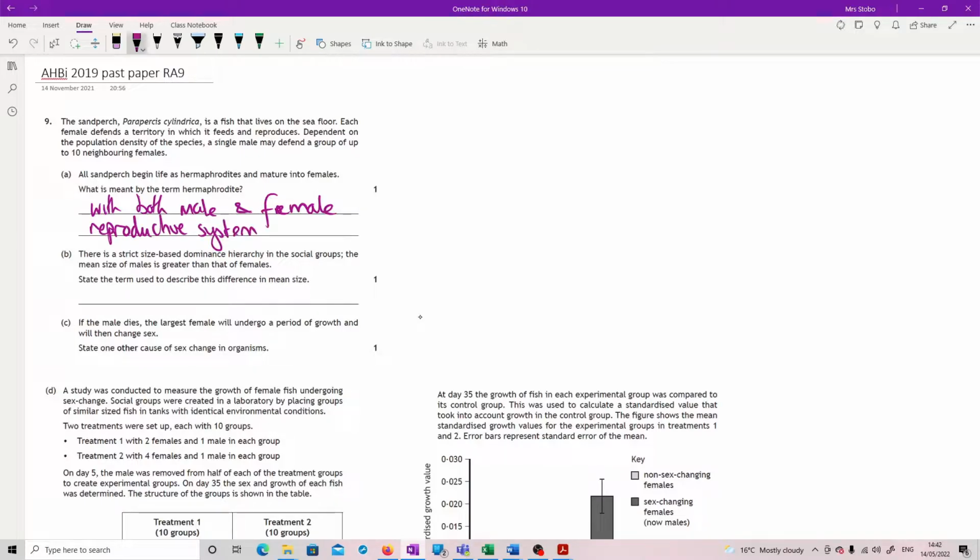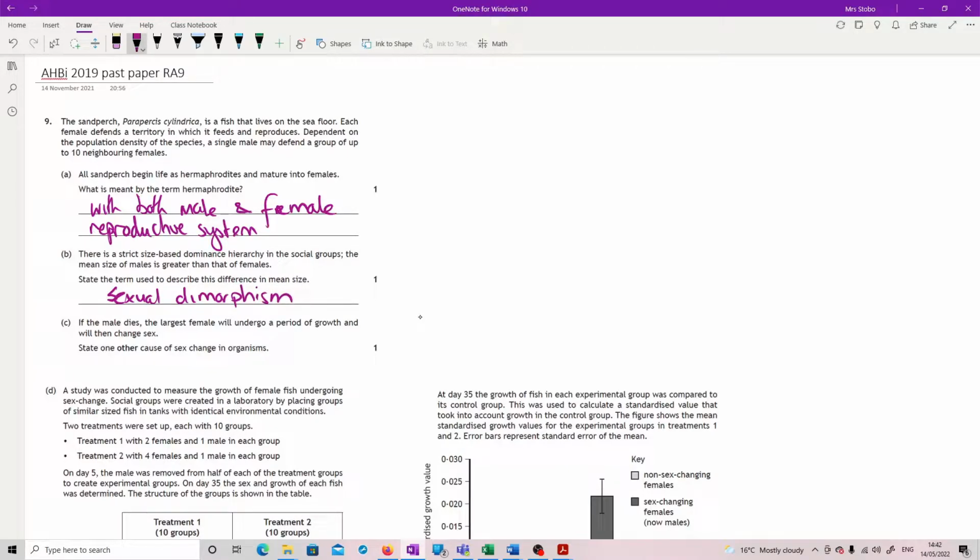Okay, there is a strict size-based dominance hierarchy in the social groups. The mean size of males is greater than that of females. State the term used to describe this difference in mean size. So we have males greater size than females. That's the normal way round for this particular setup. So we've got sexual dimorphism. If it was the females were larger, then we'd be looking at reversed sexual dimorphism.